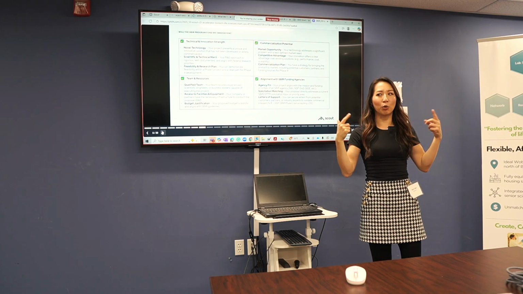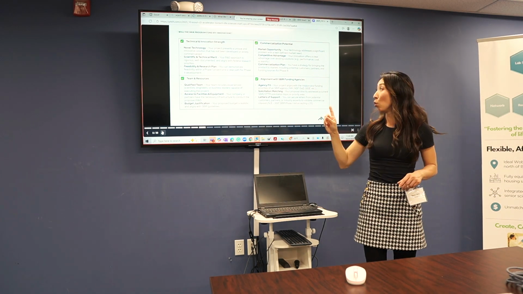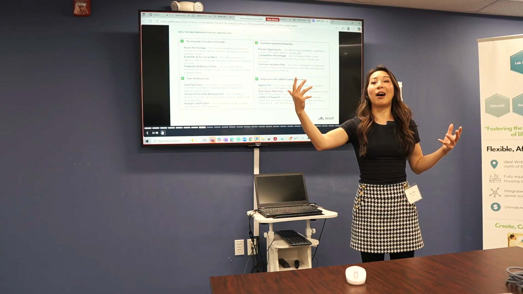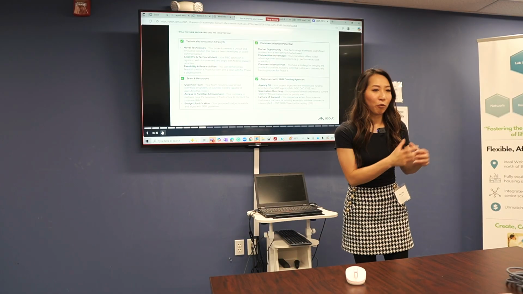All right, so for any SBIR application, here are the 4 quadrants of how I think about putting together a strong application. The first thing they're going to look at is your technology and innovation. One, do I have something novel? They're looking for high-risk, highly innovative technologies, not an incremental improvement of what's already out there.